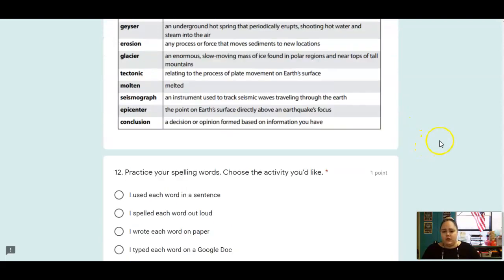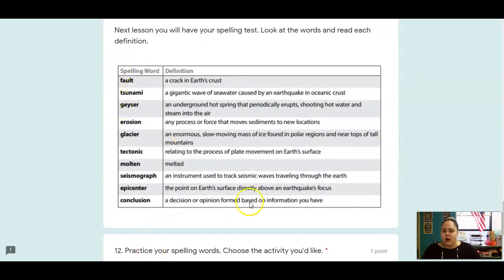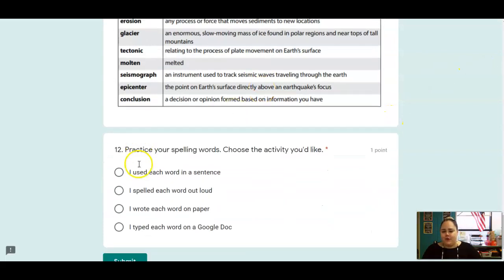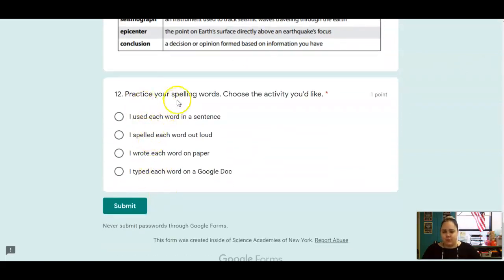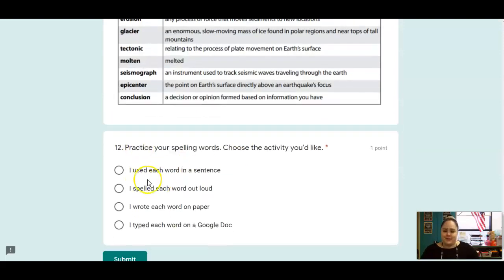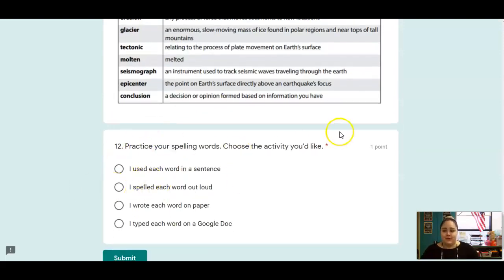And to end it, we're going to do just a little bit of spelling practice. So here are all of your spelling words that you are going to have an assessment on next lesson. So make sure that you are studying these. And then you're going to choose one way to practice these words. So did you use each word in a sentence? Did you spell each word out loud? You can write each word on paper, or you can type it into a Google Doc. So pick one way you would like to study your words. You are taking that assessment tomorrow. So please make sure you actually do this step and you study those words.